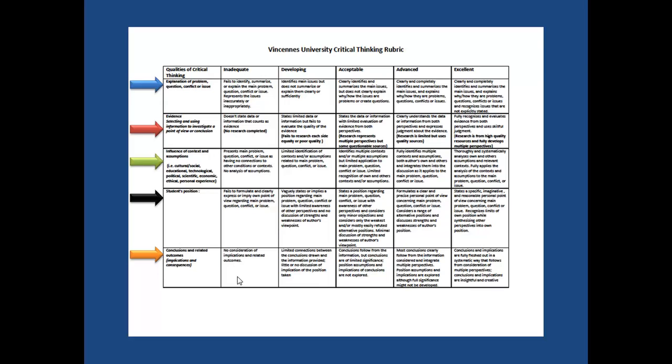But what they're not as good at is they also have to understand that there are limits to their position, that there are negatives or consequences to their position. So in this section, they're going to be looking at what are the positives of my position, but what are the weaknesses in my position, and what are the consequences of taking my position or my viewpoint on an issue.